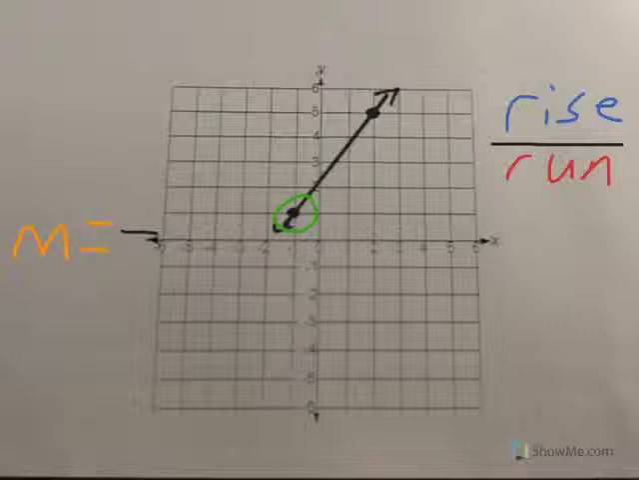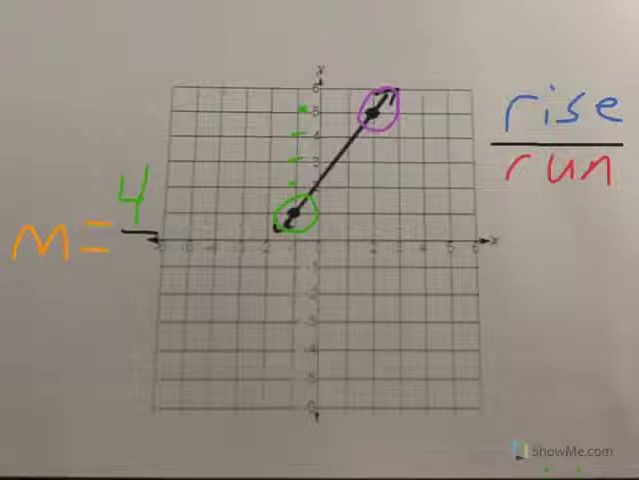So from this point down here to this point, we count the rise, and then we'll count the run. If we start right here, we have 1, 2, 3, and 4. So we went up 4, from the first point to the second point. Up is positive, so our rise is going to be 4.